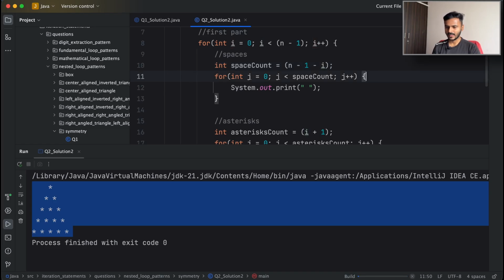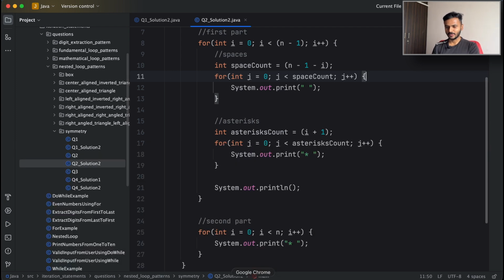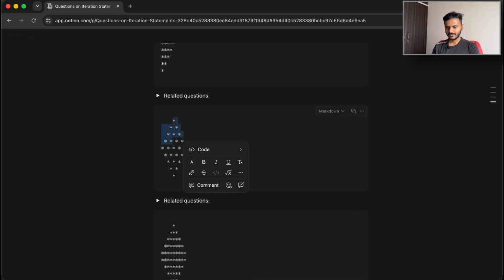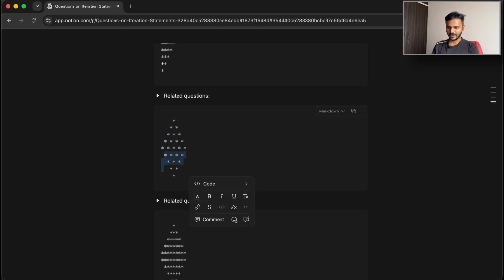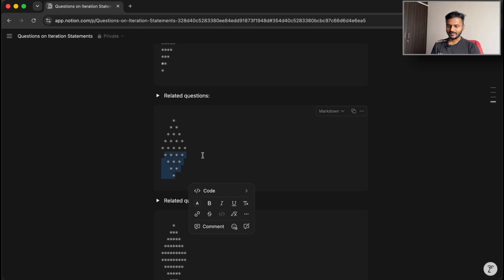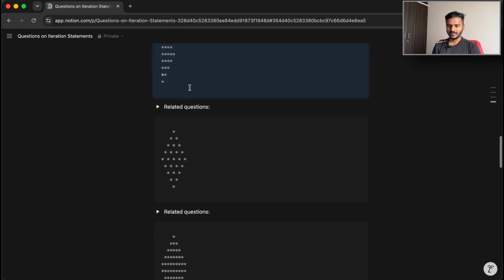So if I run the code again, on the test cases, the code is printing the correct output, which is the first and the second part of this pattern. Now, for the third part of this pattern, you tell me what we should be doing. Well, on the basis of the discussion that we had for the first question, what we did was we just, in a way, reversed the iteration of the outer loop, right?